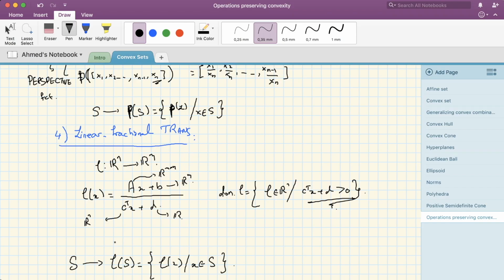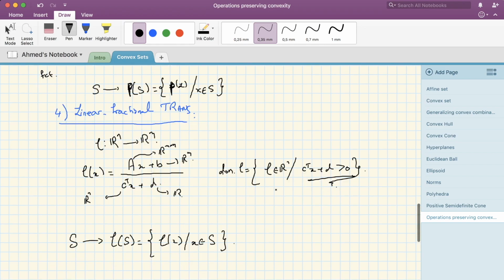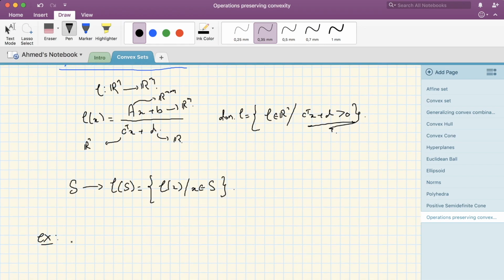Examples here could be: you choose any A, any B, any C, any D, and you can make a lot of counterexamples with this. You could choose, let's say for simplicity, A is I, the identity matrix, B is 0, C transpose is, let's keep it C, and let's choose D is 0.